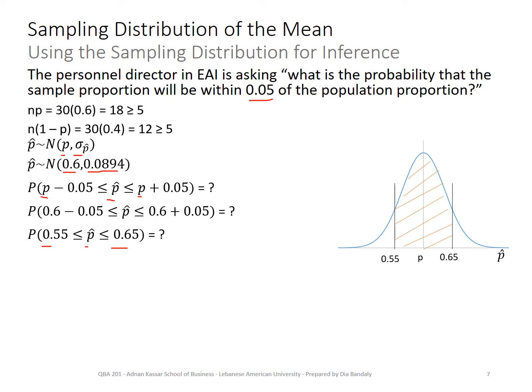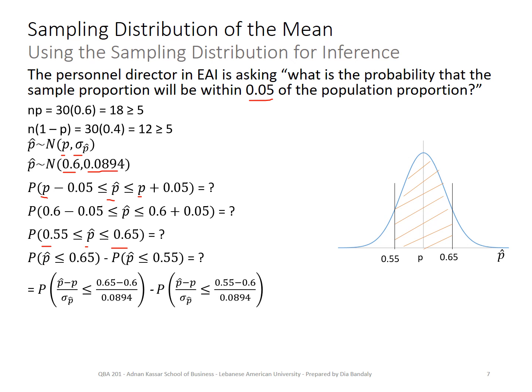Also, as we learned before, to find the area between two values, we find the area from the lower tail to the upper value, and we subtract the small area. Okay, so this is what we're doing here. And what do you think is the next step? I hope that you could guess.